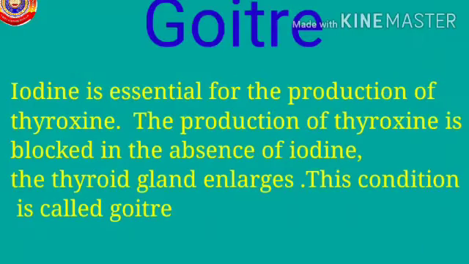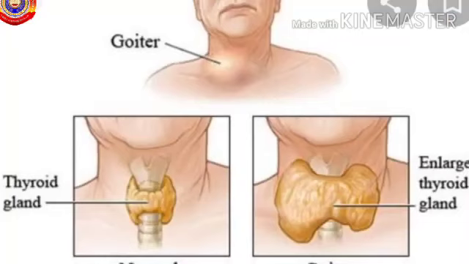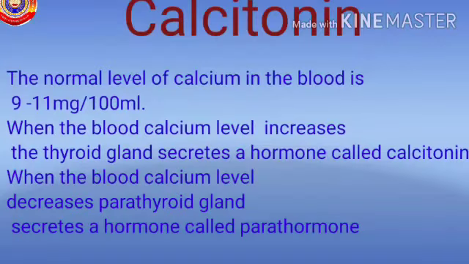Next is goiter. Iodine is essential for the production of thyroxine. If the production of thyroxine is blocked in the absence of iodine, the thyroid gland enlarges. The thyroid gland secretes another hormone called calcitonin. The normal level of calcium in the blood is 9 to 11 mg per 100 ml.